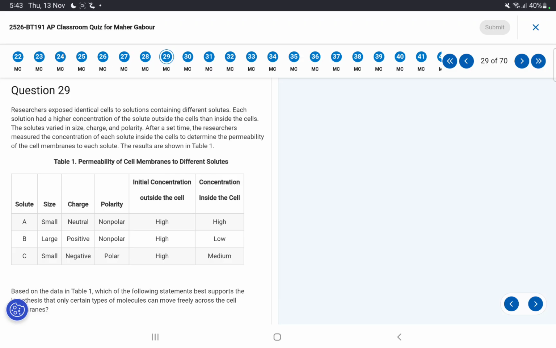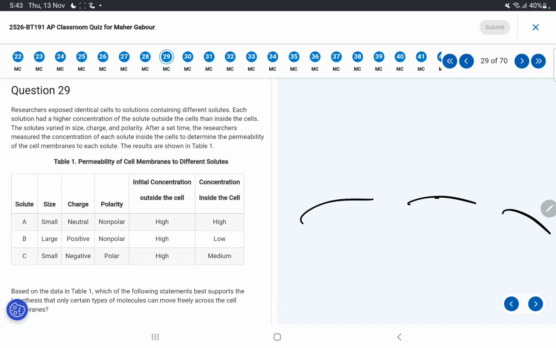researchers exposed identical cells to solutions containing different solutes. Each solution had a higher concentration of the solute outside the cells than inside the cells. So we had a higher concentration outside than inside. Solutes varied in size, charge, and polarity. So the solutes that were outside the cell all varied in charge, size, polarity, whatever. After a set time, the researchers measured the concentration of each solute inside the cell to determine the permeability of the cell membranes to each solute. Okay, so here we have cells.